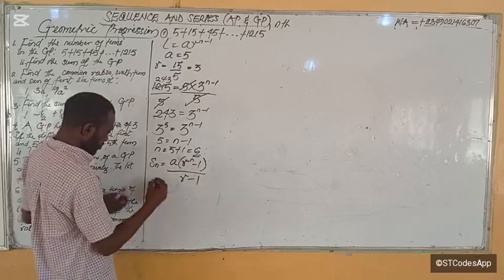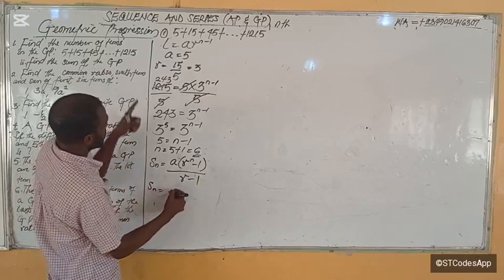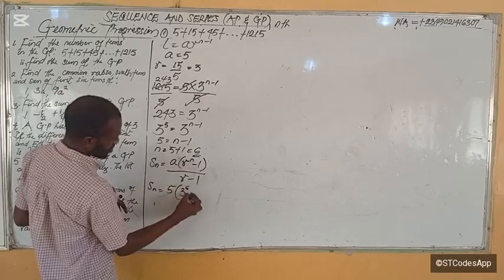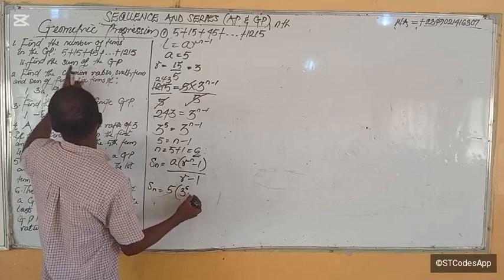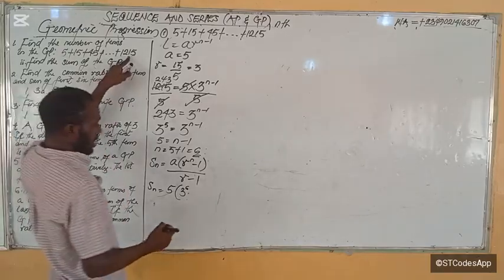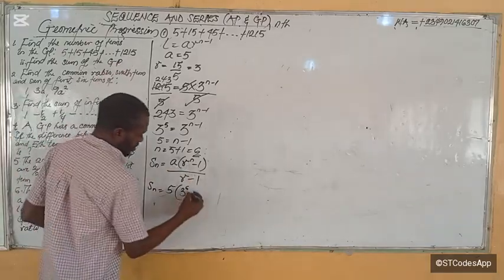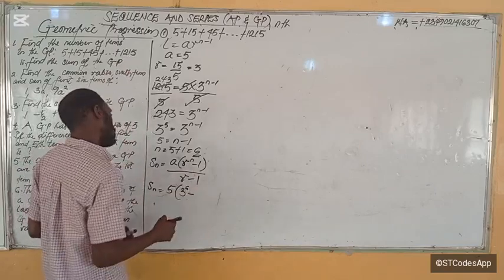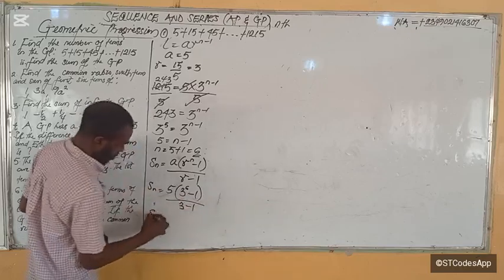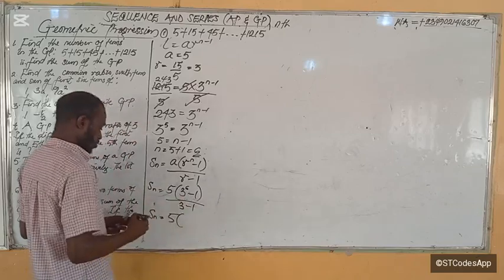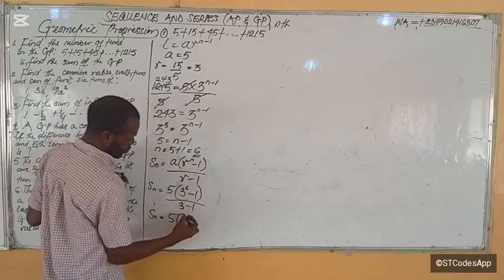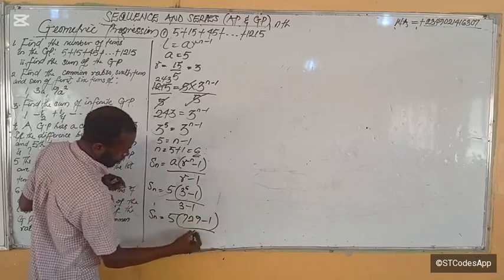Is that clear? So S of n becomes A, which is 5, into bracket, R, which is 3, raised to power n, which is 6. Yeah, there are six terms there. So 6 minus 1 all over R, which is 3 minus 1. So S sub n becomes 5 into bracket 3 raised to power 6. Now 3 raised to power 5 is 243. 243 times 3, that's 729. 729 minus 1 over 2.